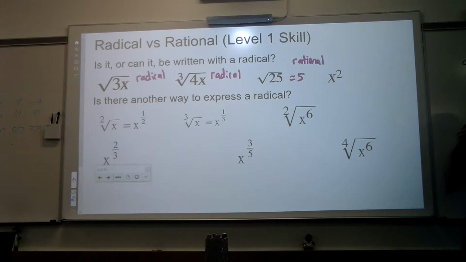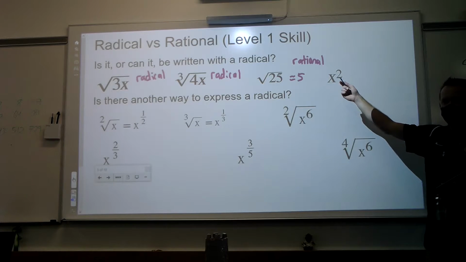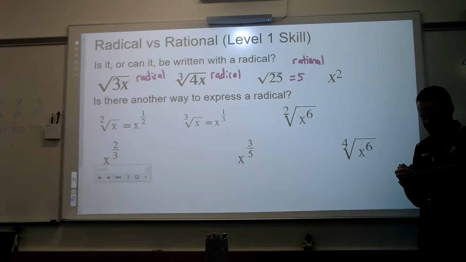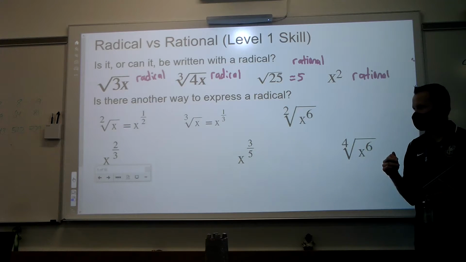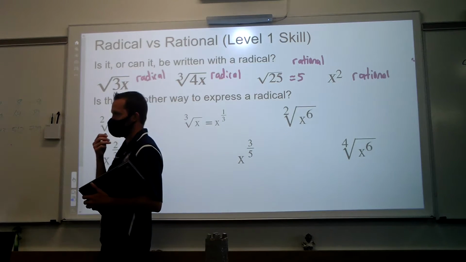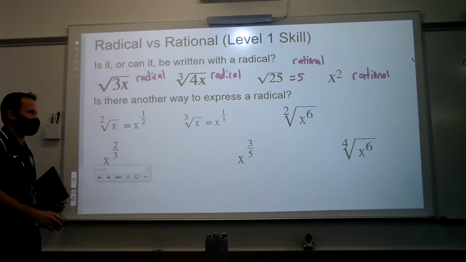What do you guys think of x squared? Is there a square root sign with it? Could I rewrite it so there's a square root? Nope, so I'm going to put that it's rational. And this is how you're going to get at least a level 1. If you see a radical sign, it's radical. If you can simplify it or there's no radical sign, then it's rational.